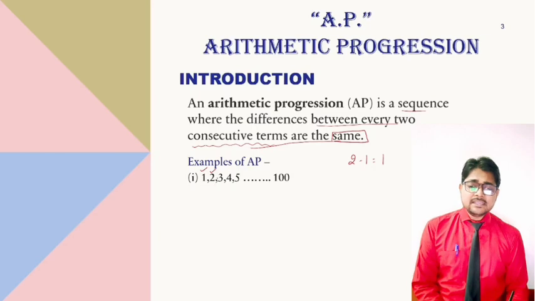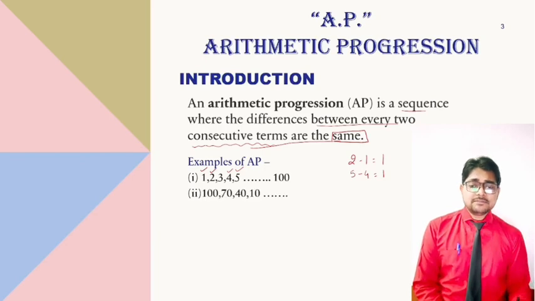Then let's take any other two consecutive terms like 4 and 5. Again differentiate them, means subtract them. So 5 minus 4, again you will get 1. In this way, you can say that this is an AP. See one more example, 100, 70. If you subtract them, 70 minus 100.